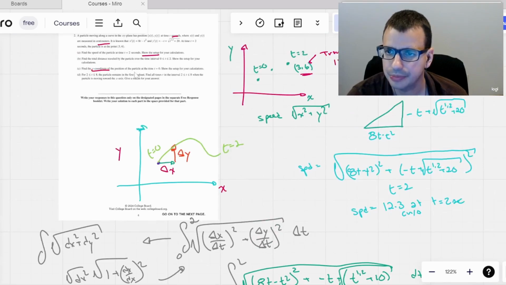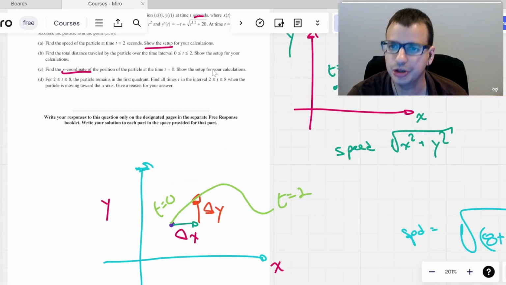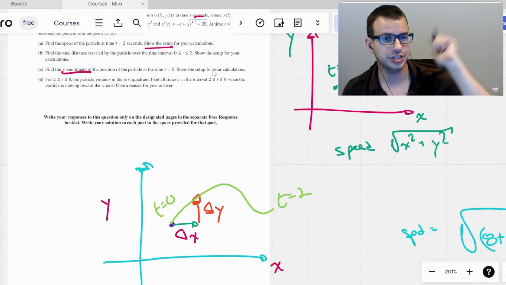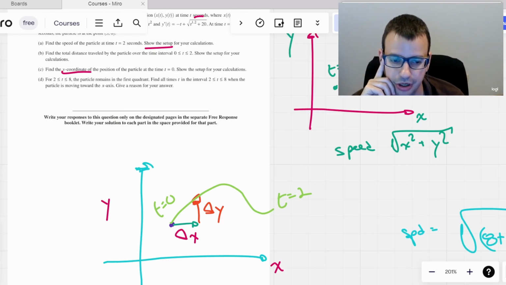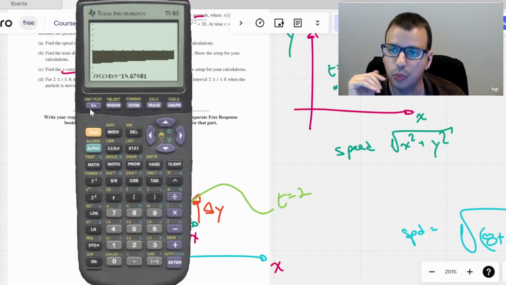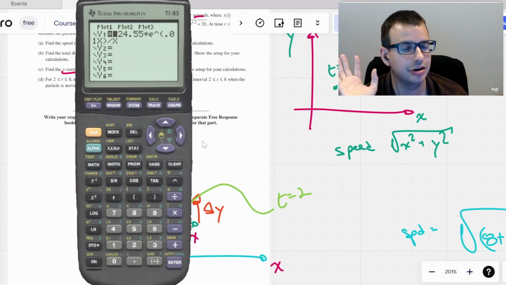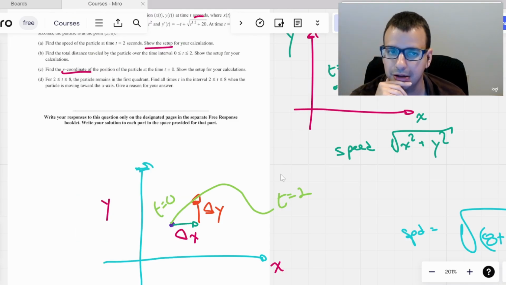Yep, not too bad for the y coordinate. And then we showed our setup because we use the calculator to do the integral for us. Again, we go here, put in y, and the calculator does the integral. Huge pain, totally possible, just a pain, tedious.